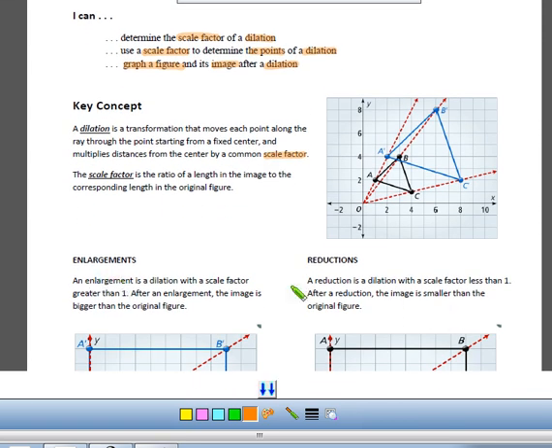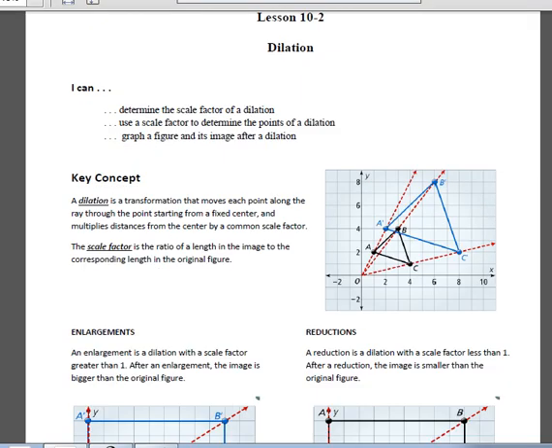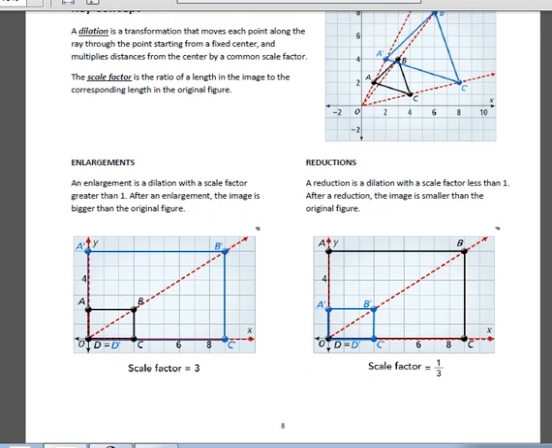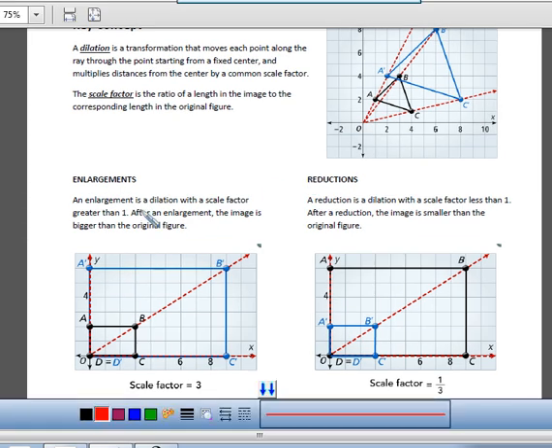There's enlargements and reductions. Actually, let me clear the screen and move this up so we can see it better. So an enlargement is a dilation with a scale factor greater than 1. After an enlargement, the image is bigger than the original figure. So the minute that we're talking about a number greater than 1 as the scale factor, then we're making a bigger image. A reduction is a dilation with the scale factor less than 1. Now, to be more specific, it's actually between 0 and 1.